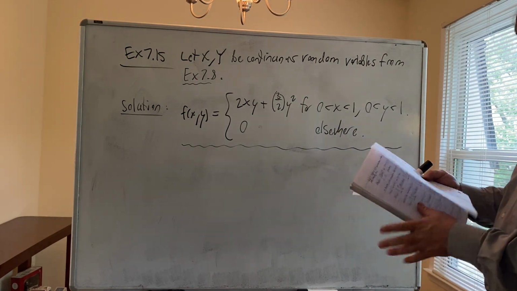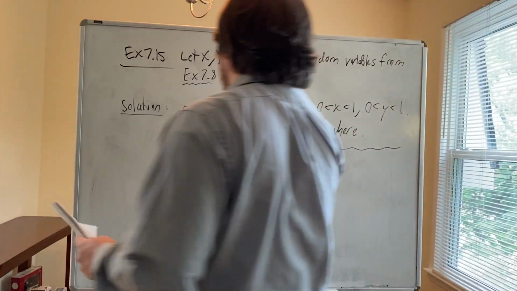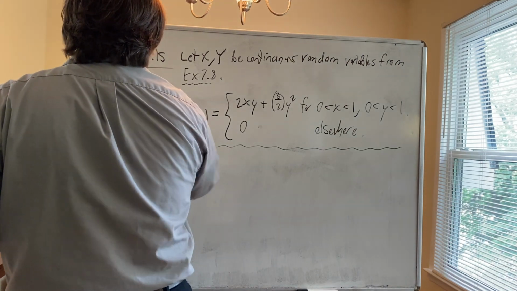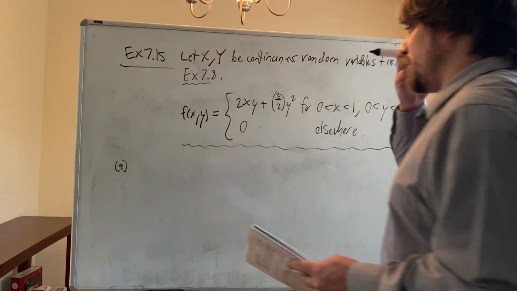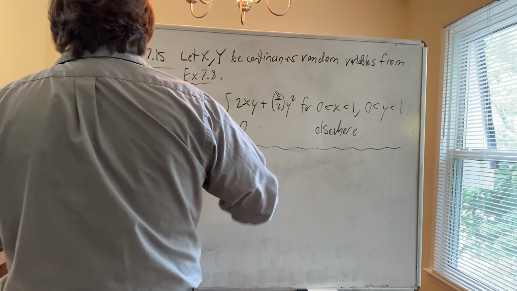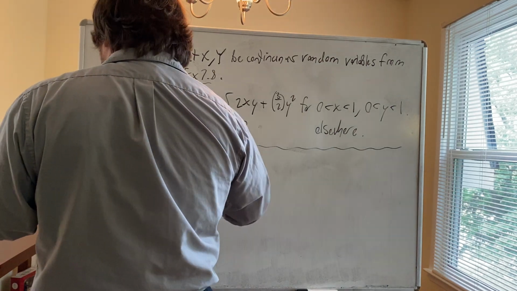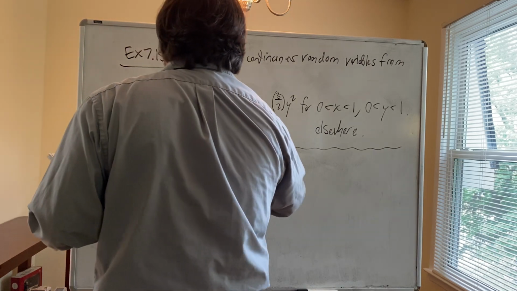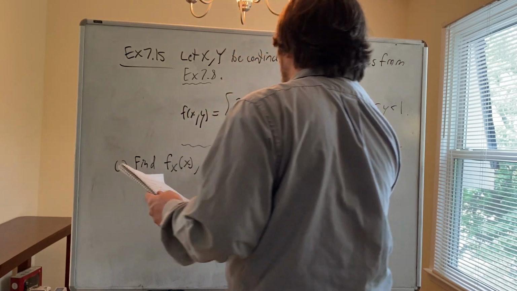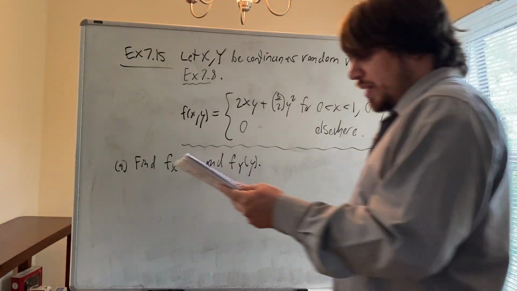Okay, so what we're going to do now in this example is for part A, it's actually part of the solution is, never mind, that's not part, that's part of the problem. Okay, so that's the joint probability density function, f of x comma y. Part A is find f sub capital X of x and f sub capital Y of y. Okay, so let's do that.